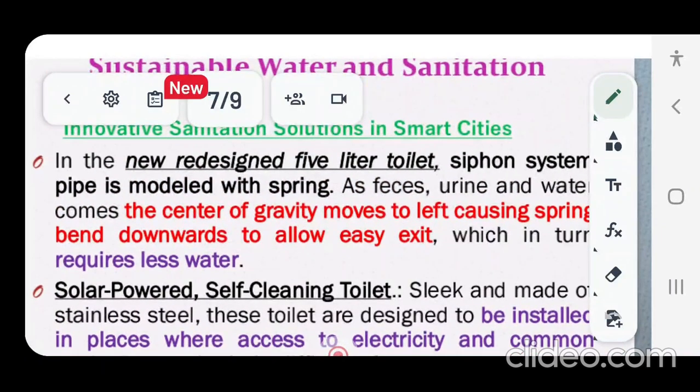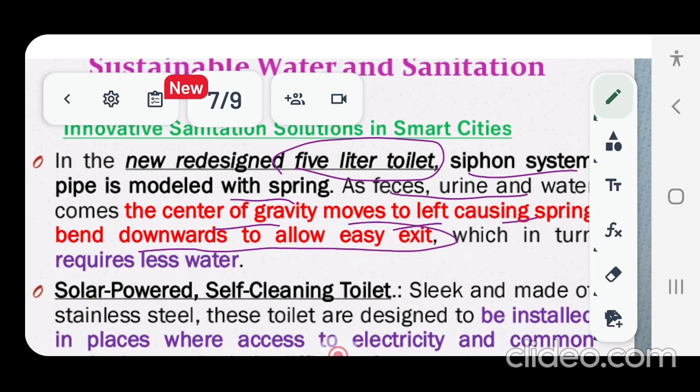So let us check out some improved toilet systems. A redesigned 5-liter toilet: a siphon system pipe is modeled with a spring. As feces, urine, and water come, the center of gravity moves to the left, causing the spring to bend downwards to allow easy exit. Thereby, it will lead to less use of water.